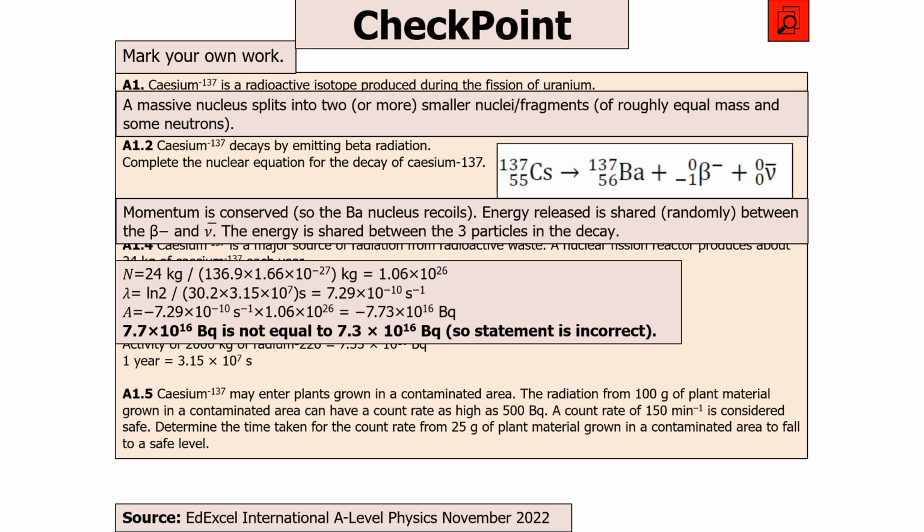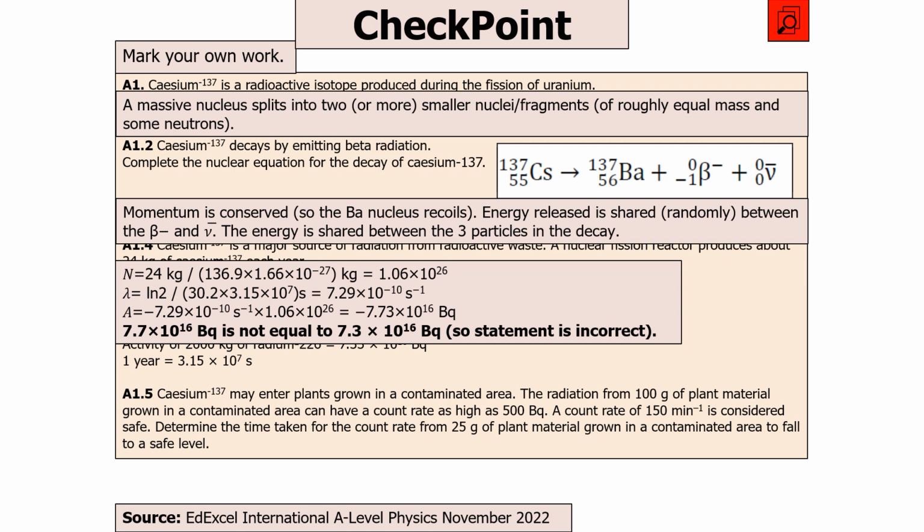In this next one, we know that the number of particles is 24 over 136.9 times 1.66 times 10 to the minus 27. That's the mass of one particle. So therefore, it's 1.06 times 10 to the 26 particles. We know that the decay constant is ln 2 over the half-life, which is 30.2 times 3.15 times 10 to the 7, because we work in seconds, not years. So it's 7.29 times 10 to the minus 10 seconds to the minus 1.